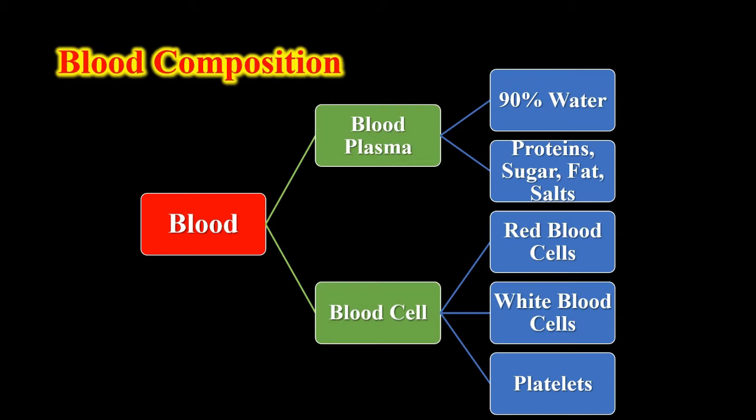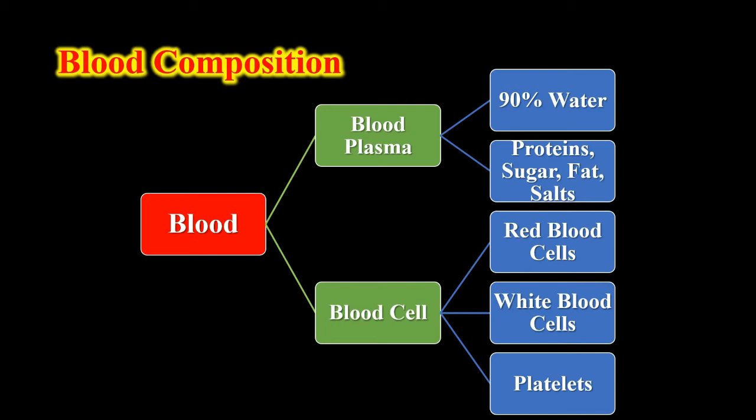And further, blood plasma is mainly composed of two different substances. First is water and second is protein, sugar, fat and salts. 90% of the blood plasma is water and the rest 10% of blood plasma is proteins, sugar, fat and salts. And now let us understand about blood cells.